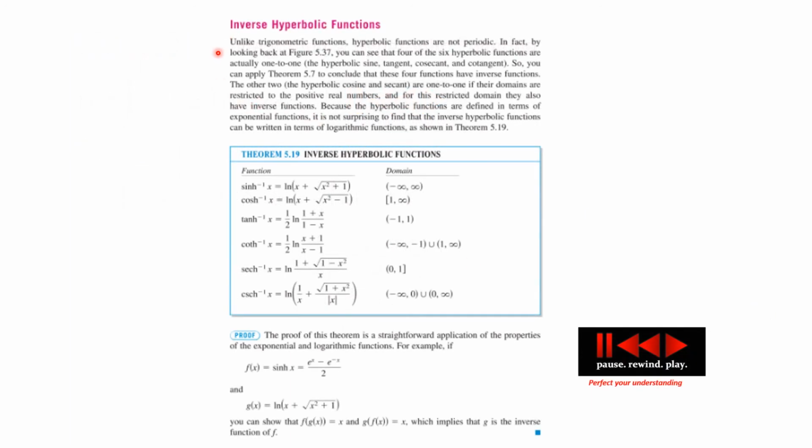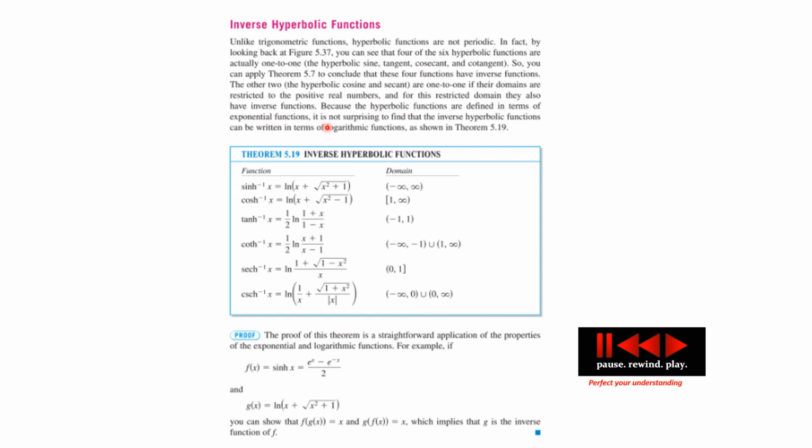There are also inverse hyperbolic trigonometric functions. Unlike trigonometric functions, hyperbolic functions are not periodic. You don't have any 2 pi kind of things. In fact, looking back, you can see that 4 of the 6 are actually 1-to-1. And the other 2 are 1-to-1 if the domains are restricted.